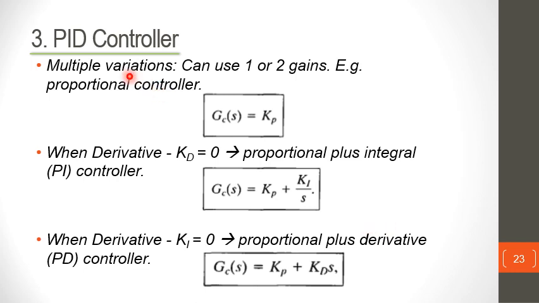So there could be multiple variations of this controller. One such can be, for instance, a proportional controller. When all other gains are 0 and only the proportional gain is being used, this becomes what's called a proportional controller. If the derivative gain goes to 0, or is eliminated from the controller, then this is called the PI controller. If the integral gain is left to be 0, then this can be called a PD controller, or proportional derivative controller.